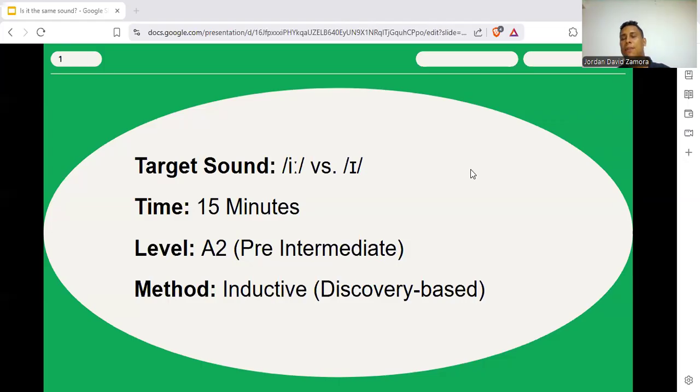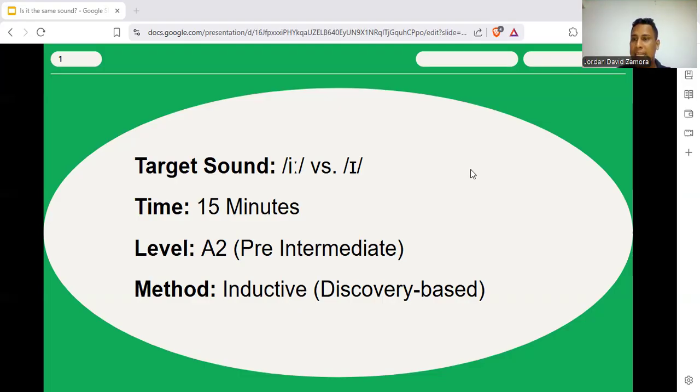This is my delivery of assignment number one, a teaching pronunciation activity. The target sound that I chose for this specific activity is the long E sound and the short E sound. The expected time to complete this activity is 15 minutes. I planned this activity for eighth grade students.